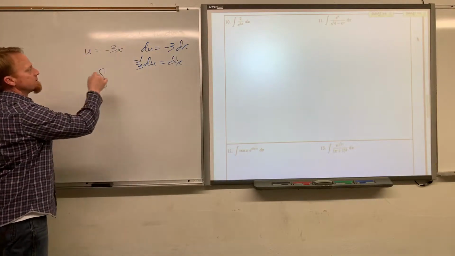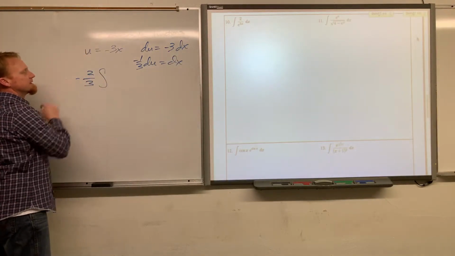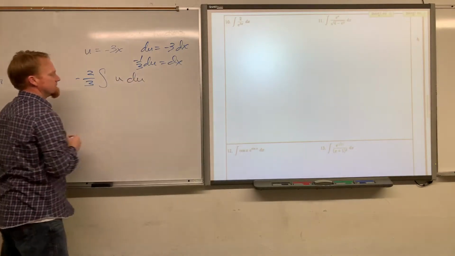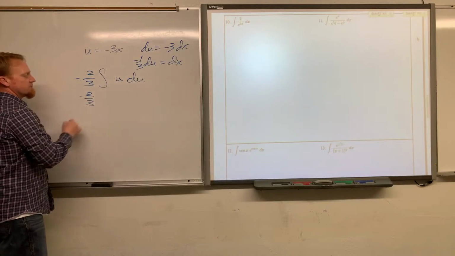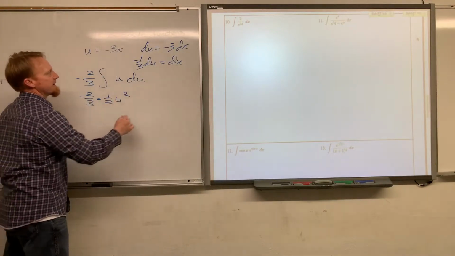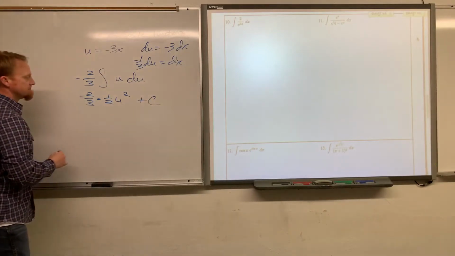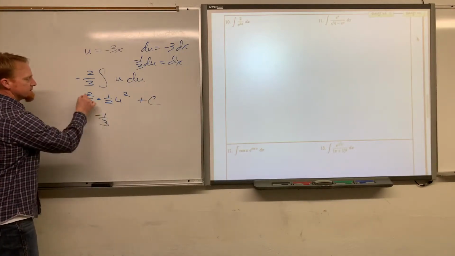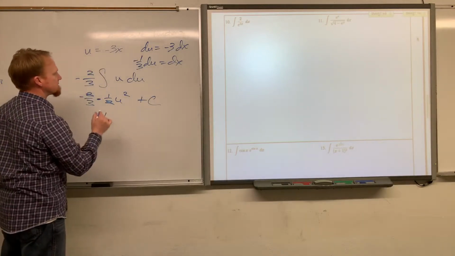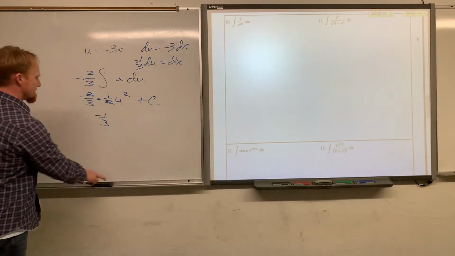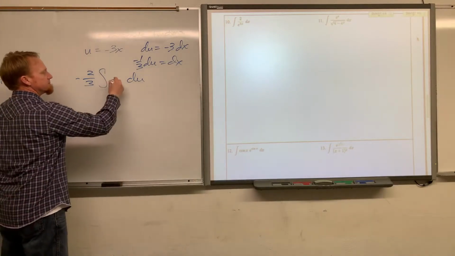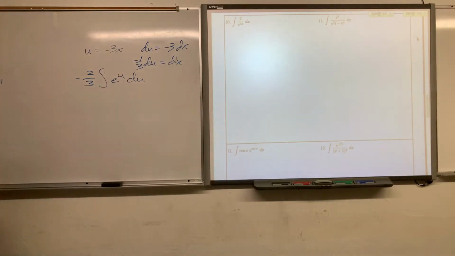I've got an extra 2, so it comes out. I've got the negative 1/3 as well. So we're looking at u du. So negative 2/3 times, so that's going to be u squared times a 1/2 plus c. So these cancel. I get negative 1/3. U is negative 3x. Something's wrong. I forgot about it. I screwed up. This should be e to the u. Hopefully you guys caught that.